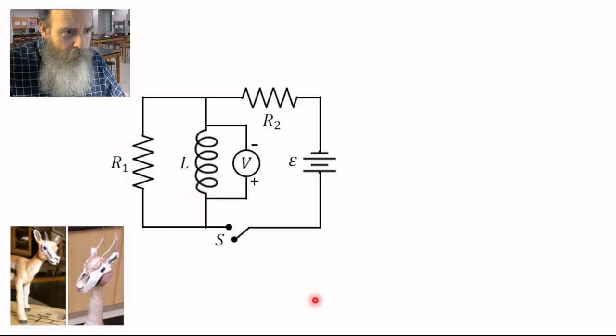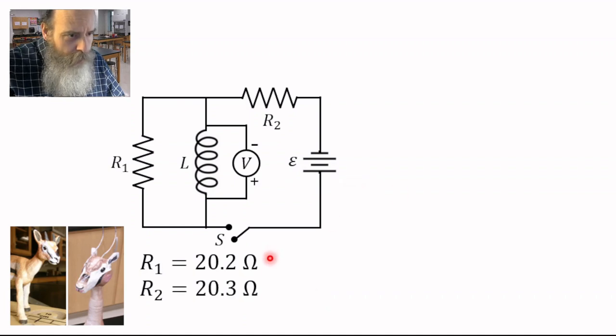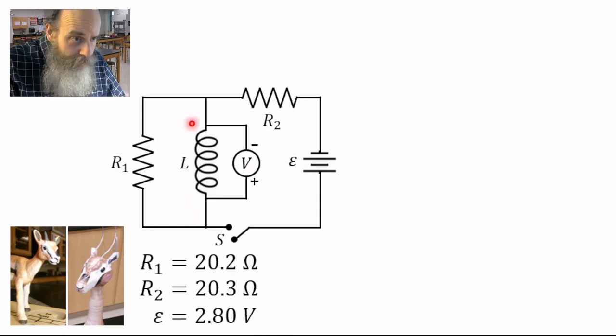Here is the circuit which we constructed. In this circuit, R1 was 20.2 ohms, R2 was 20.3 ohms, and the EMF of the batteries was 2.80 volts. We don't know what L is. That's something we're going to measure later on in this presentation.